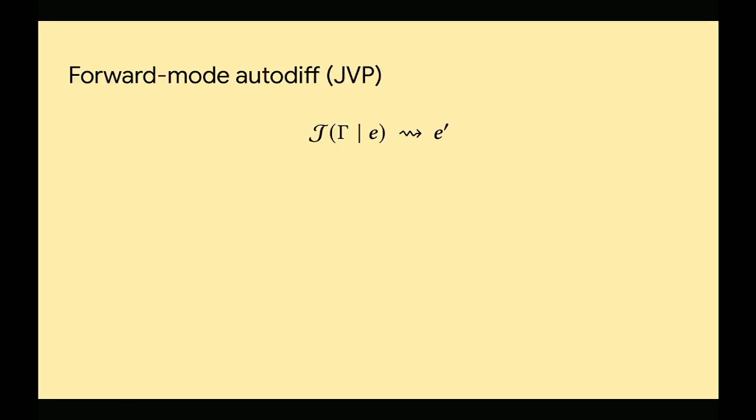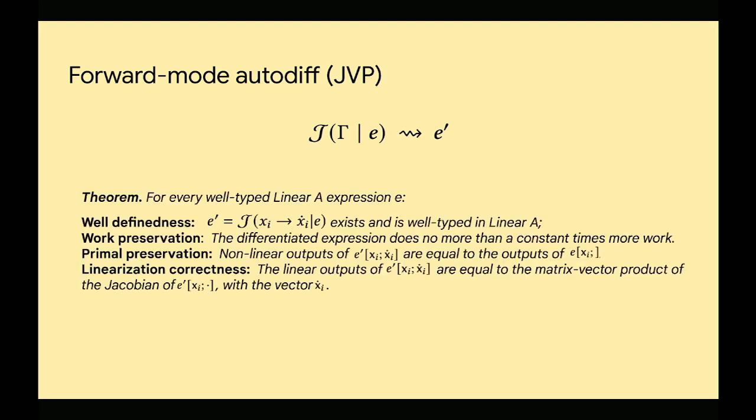All right, and then we have essentially 3 theorems for the 3 transforms that we have in our paper. Forward mode AD, this is mainly just defining this in our language and restating the already known results about it. But there are 4 main points. If you take a well-typed linear A expression E, then the forward mode AD transformation exists. The output is well-typed and so on. The expression you get back from it preserves work up to a constant, of course, assuming that the rules for primitives such as sine, cosine, and so on, that you have in your language, preserve work, or at most blow up the work by a constant.